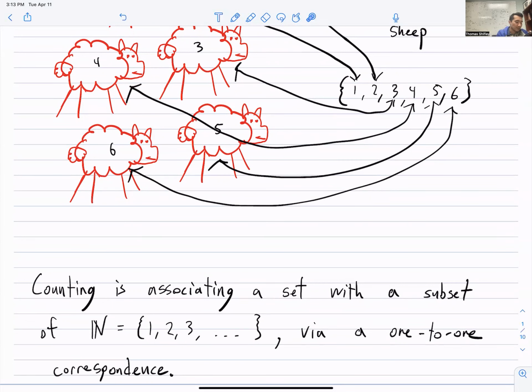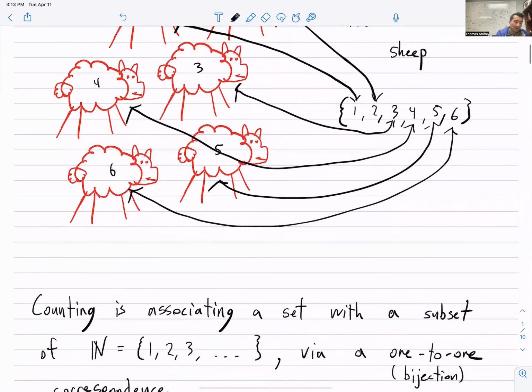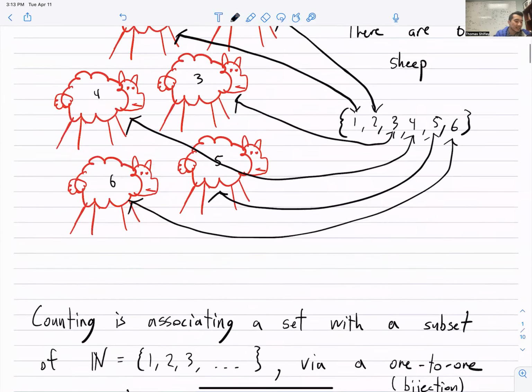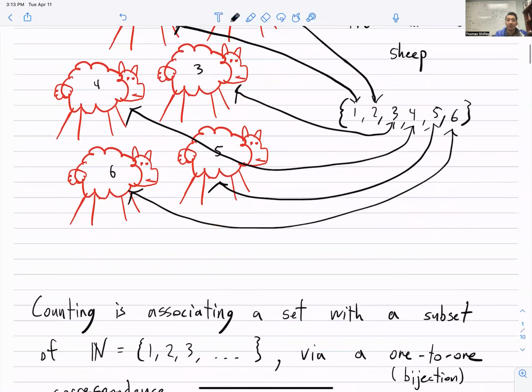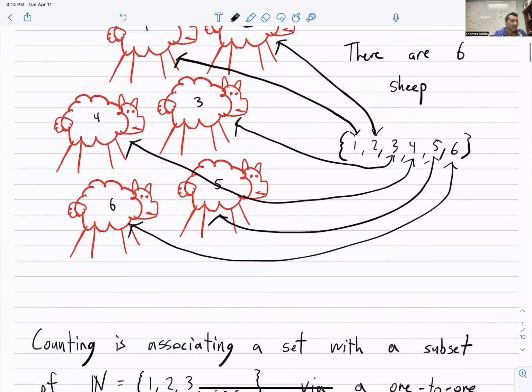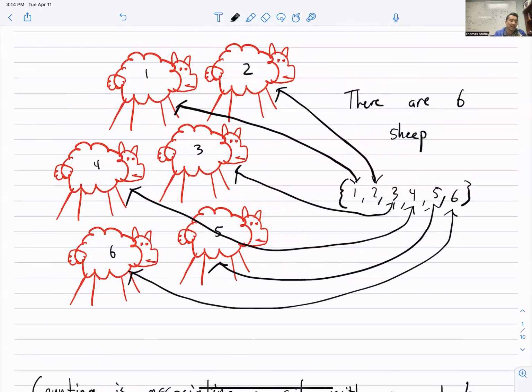What we really do in counting is associate a set with a subset of the natural numbers, which are 1, 2, 3, all the way forever, via a one-to-one correspondence. Remember, another way of saying this is a bijection. And this is actually how we want to count, because one-to-one correspondences are bijections. You can have them for infinite sets. You can't really count and give everyone a number when you have an infinite set, but you can put things into a one-to-one correspondence. That's going to motivate why we use that definition.